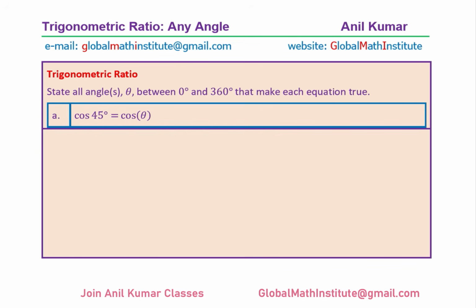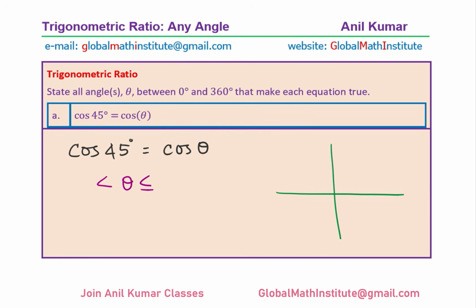Beginning with question number 1, we are given cos of 45 degrees, and that is equal to some angle, cos of angle theta. So now, what is that angle theta? This is what we need to figure out. And we know that theta is between 0 degrees and 360 degrees, right? That means one full circle, right? So using the cast rule, which we just discussed, we know that cosine is positive in quadrant 1 and in quadrant 4. And therefore, the angle should be in quadrant 4.